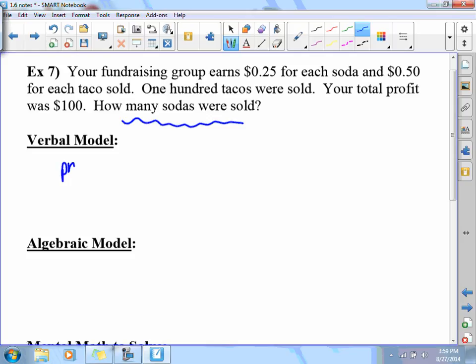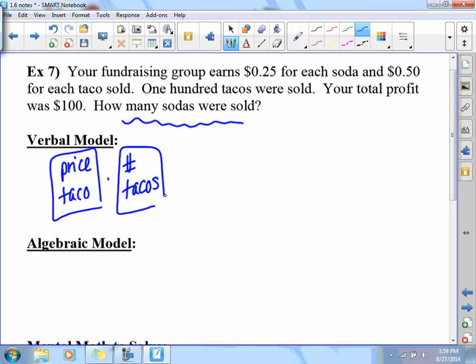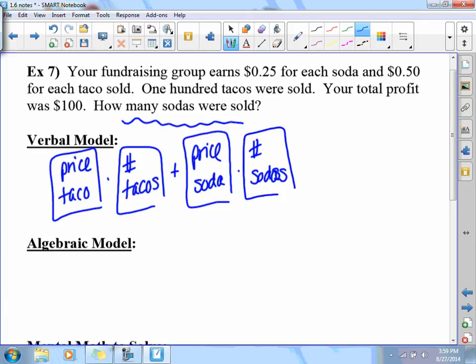We're going to have the price of the taco times the number of tacos. And then you would add that to the price for each soda times the number of sodas that you sold. And if you added those amounts together, then you get the total that you raised.